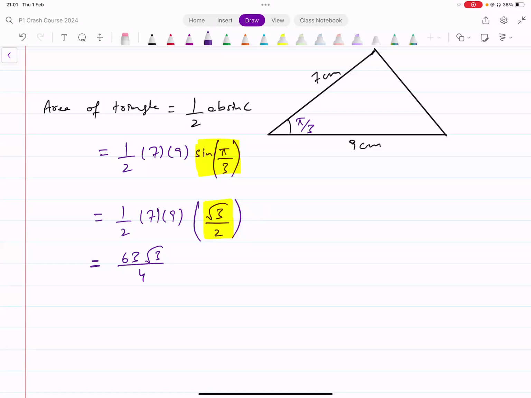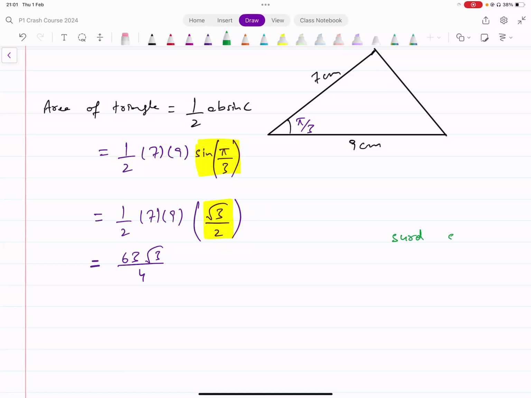So a lot of times you need to do this when they ask you for an exact answer in a question. Okay, whenever they ask for an exact answer, you cannot use decimals in your working. You always need exact values like this. It could be in terms of square roots. Square roots, by the way, are also known as surds. So you might see this terminology somewhere.